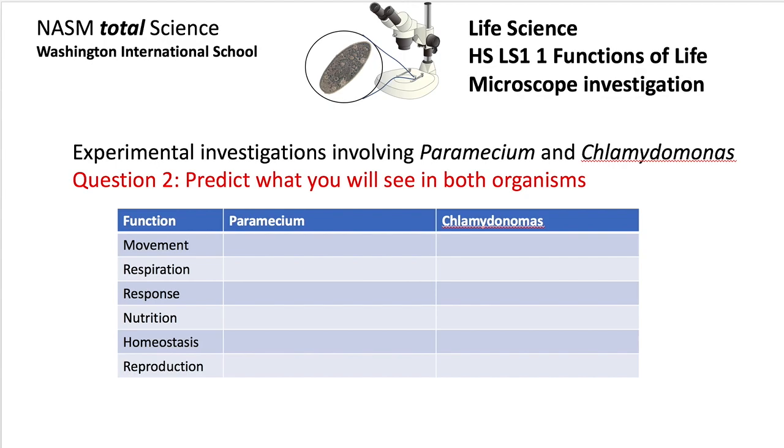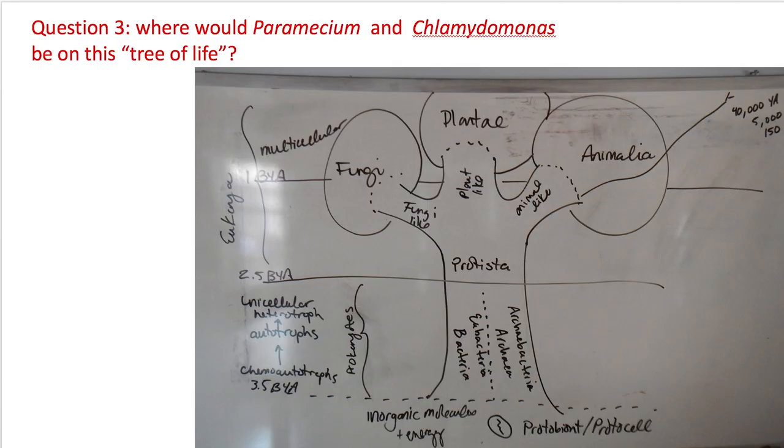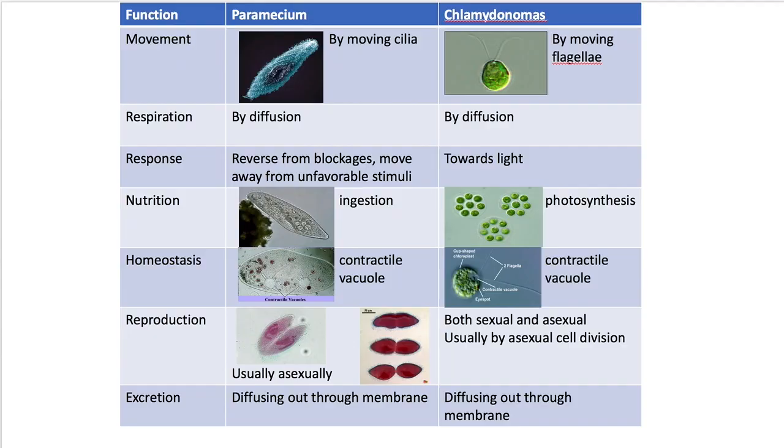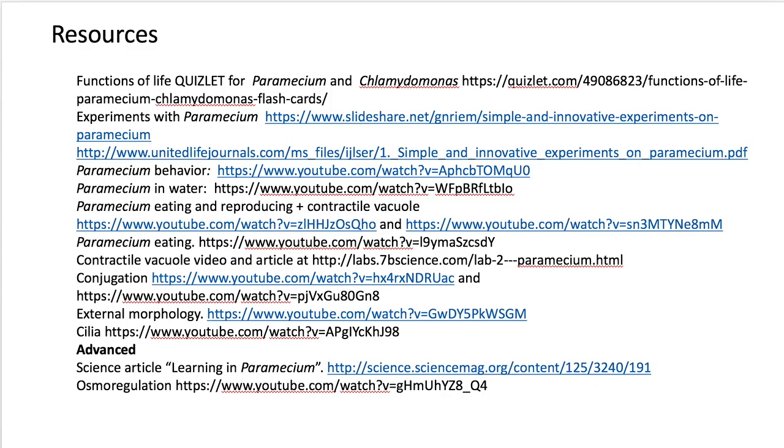So pause here, predict what you think you will see for both the Paramecium and the Chlamydomonas. And where on the tree of life do you think you will put each of those specimens? And so as you're completing those, there's some assistance here if needed, looking at each of the features if they weren't seen through the microscope. And also pause for this.